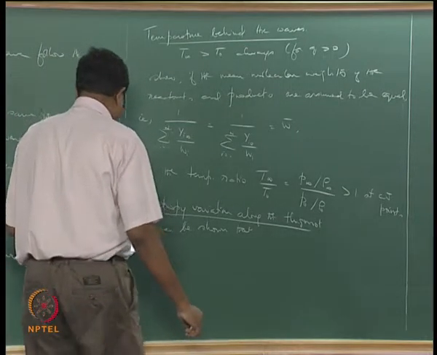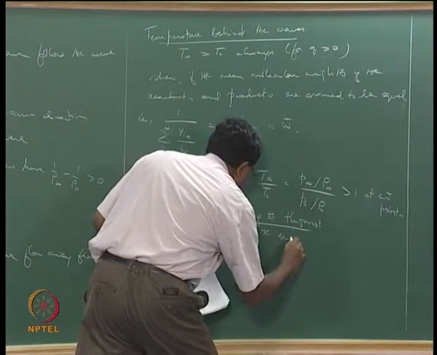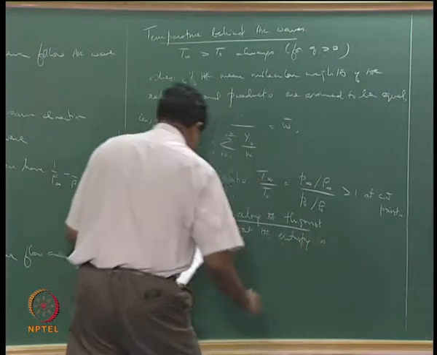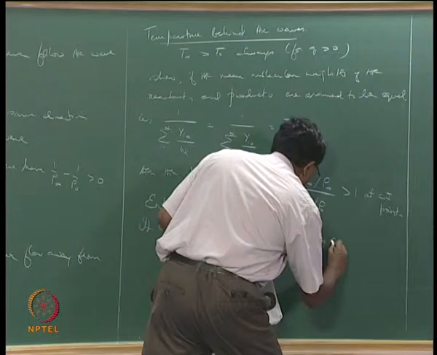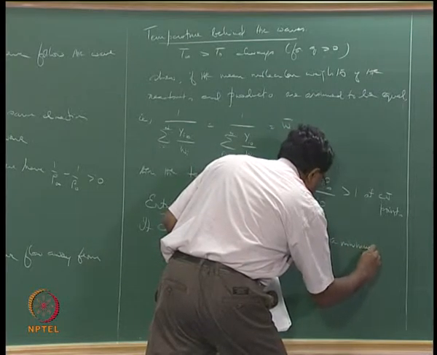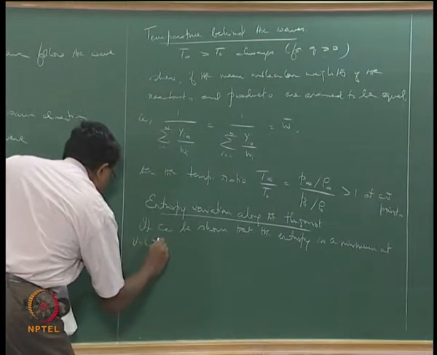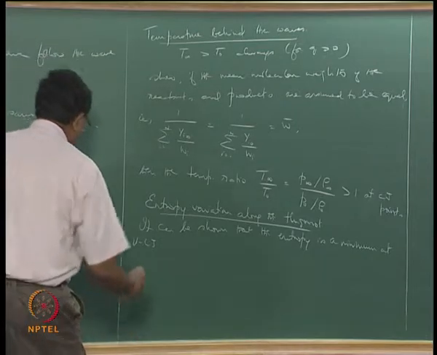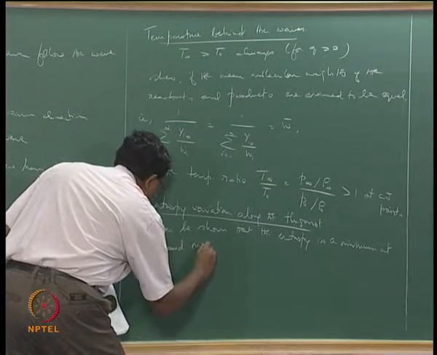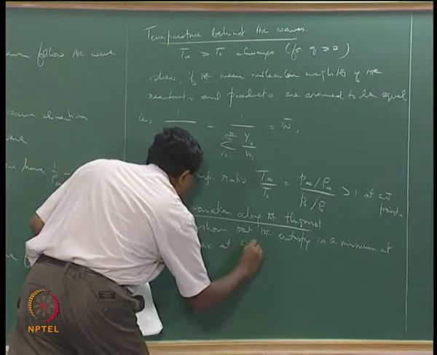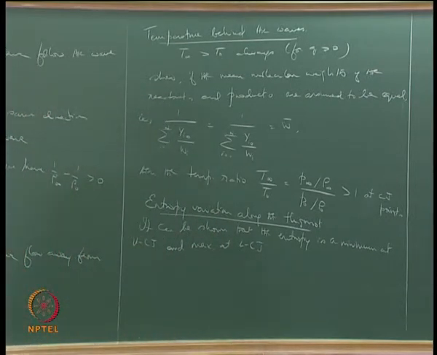It can be shown that the entropy is a minimum at UCJ and maximum at LCJ. So that's basically again looking at the CJ points, because they are more amenable to mathematical manipulation, given that you can match the slopes of the Rayleigh and the Hugoniot and get coordinates and so on.